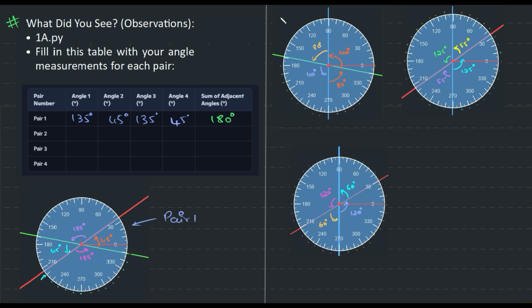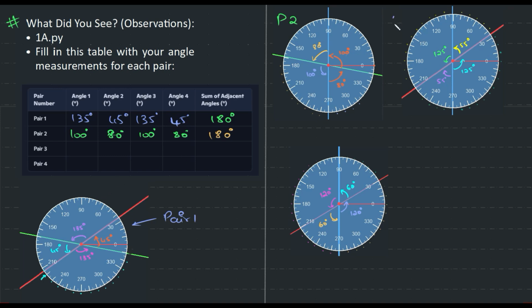Now next pair, this is pair 2. I'll start with 100, 80, and then 100 again, and then 80 degree again. So what is the sum of neighbors? 100 plus 80, 180. 80 plus 100, 180. So this also leads to 180 degree.